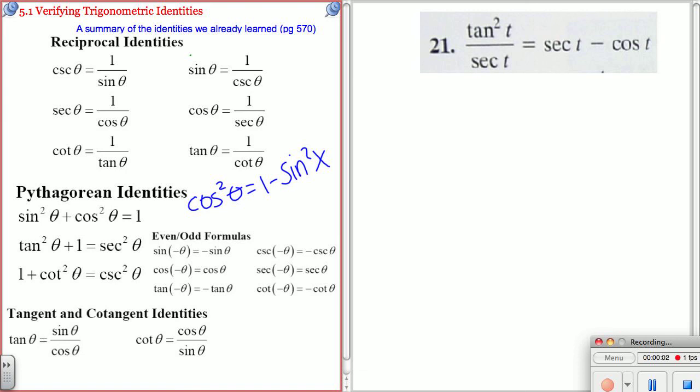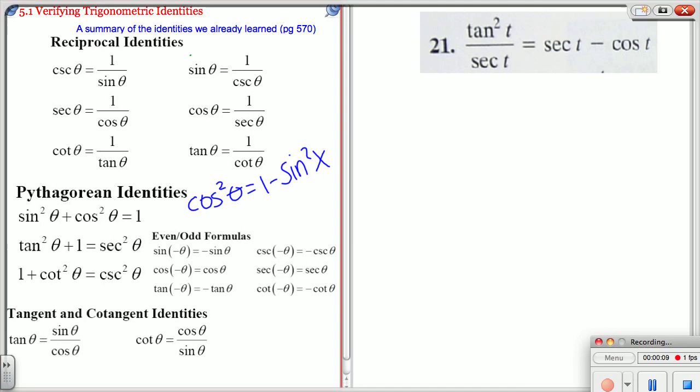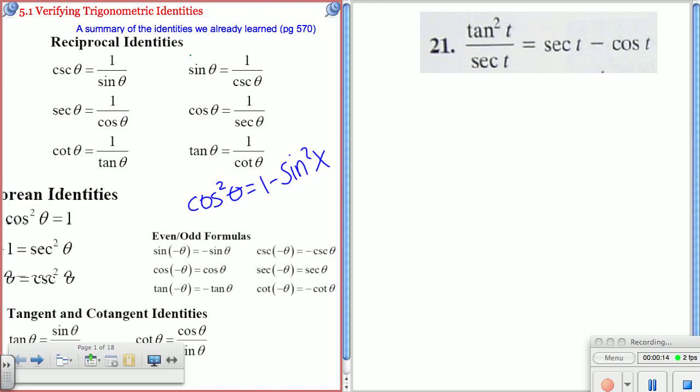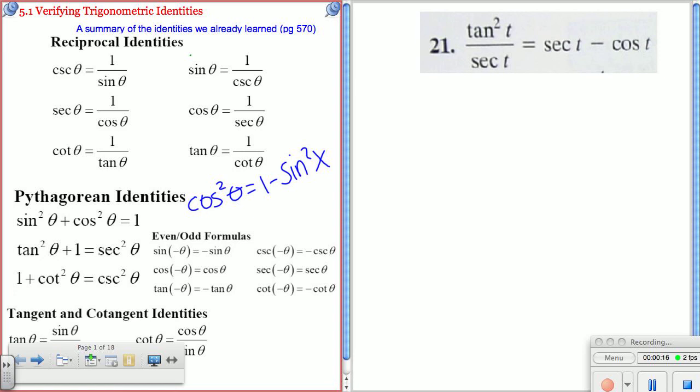All right, number 21. We have tan squared t over secant t. And let's go ahead and start with that one. Let's start with that side there. Let's change tan squared with a Pythagorean identity. So it's going to be secant squared minus 1. And that's what tan squared is going to equal if I take away 1 from both sides.